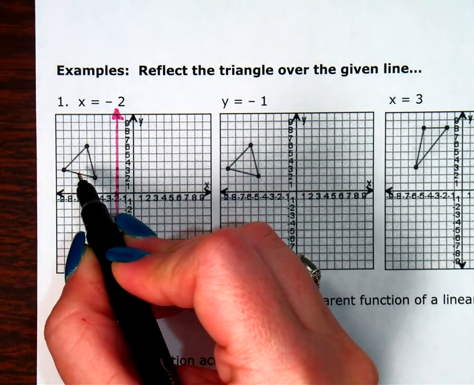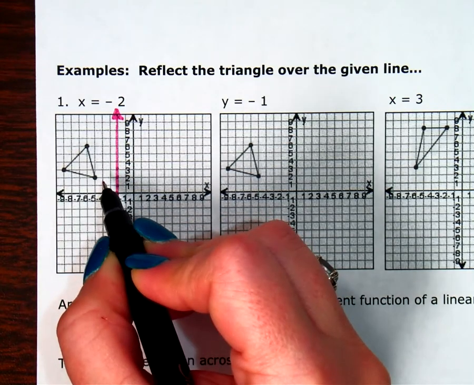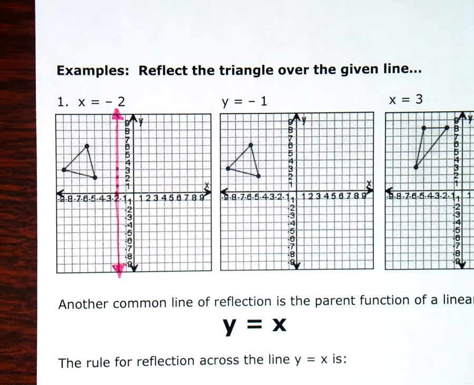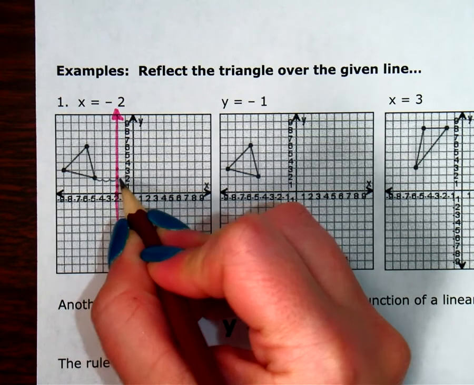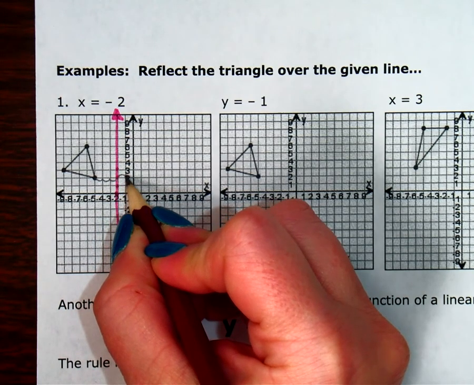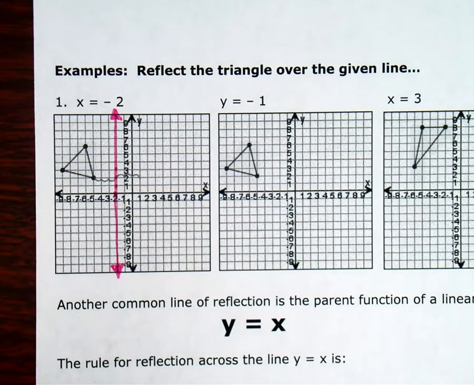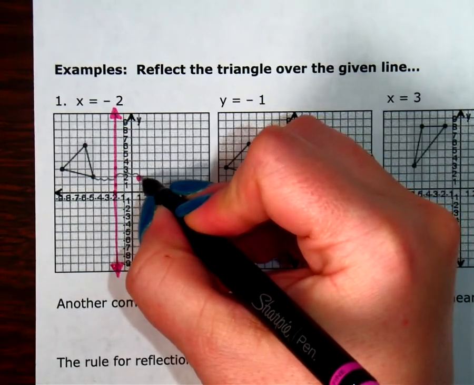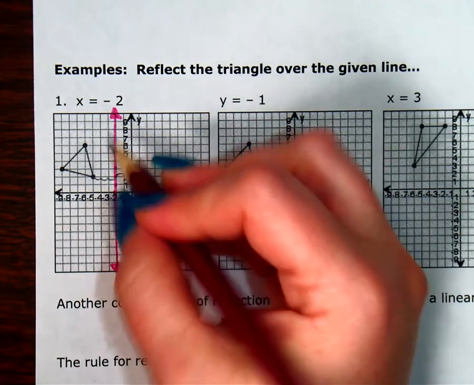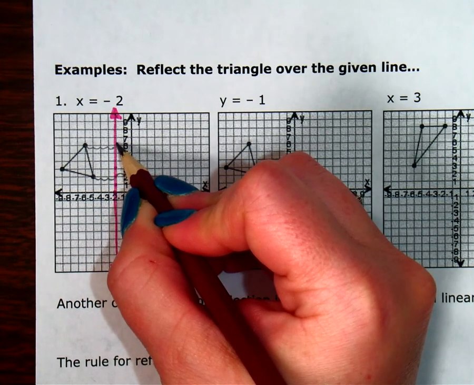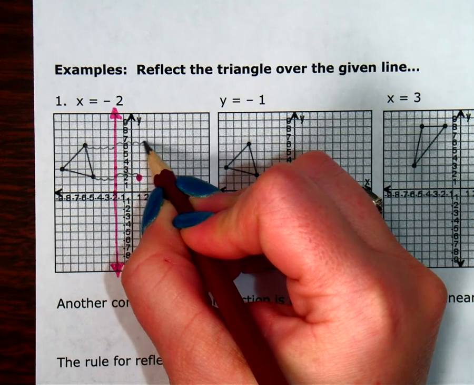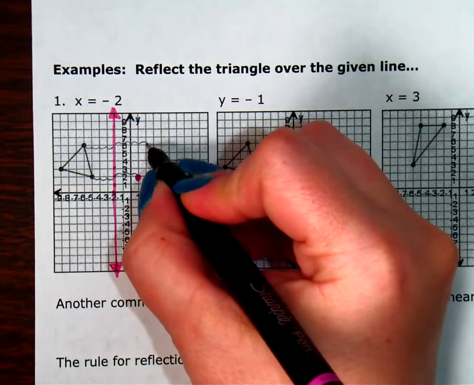Every single one of these 3 points has to be the same distance on the opposite side. So the first thing I'm going to do is just count. How far away are my points? This one is 3 away from that line, so its image will be 3 away from that line. My new point will be here. This one up here is 4 away from the line, so its image is 4 away from the line. Here's my new point.